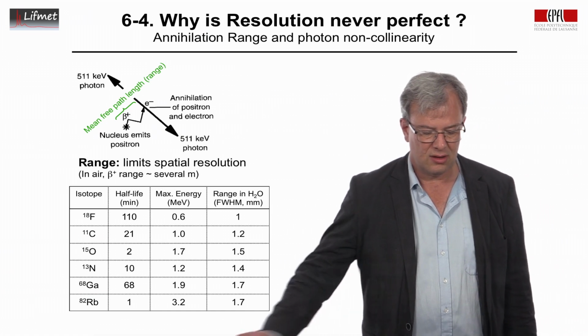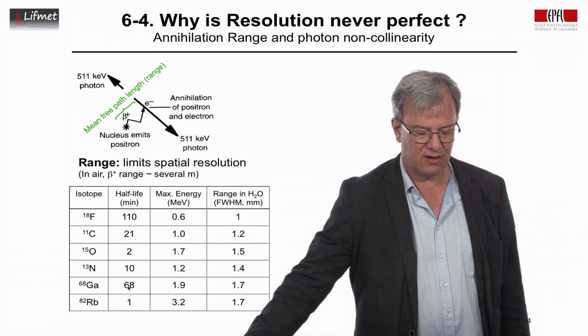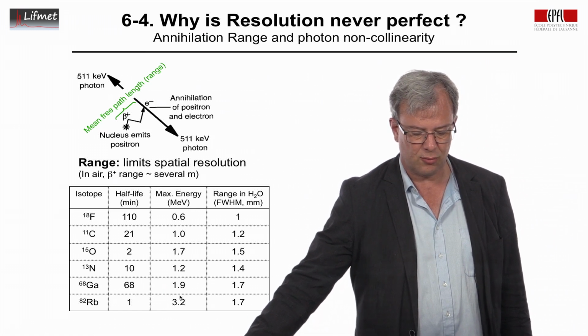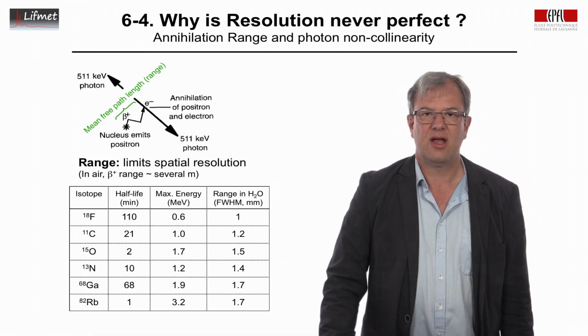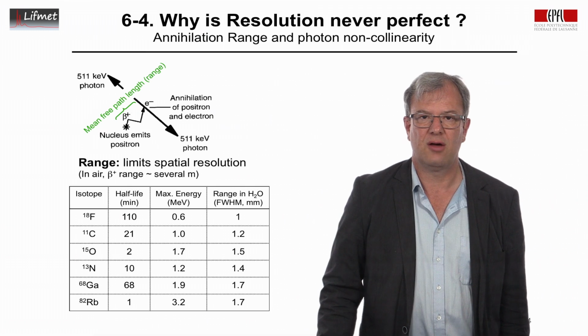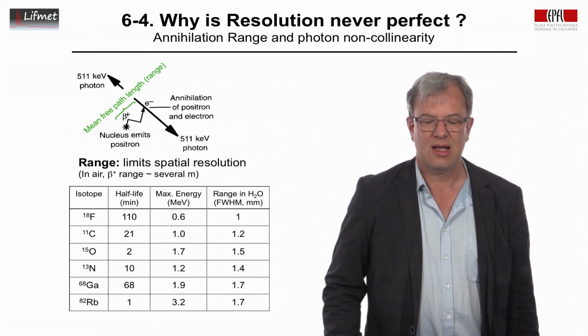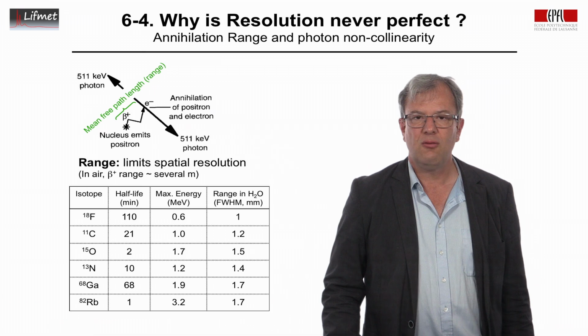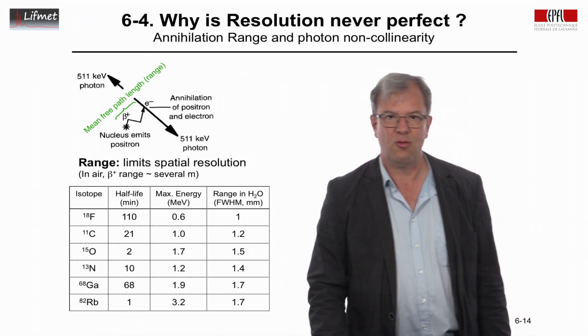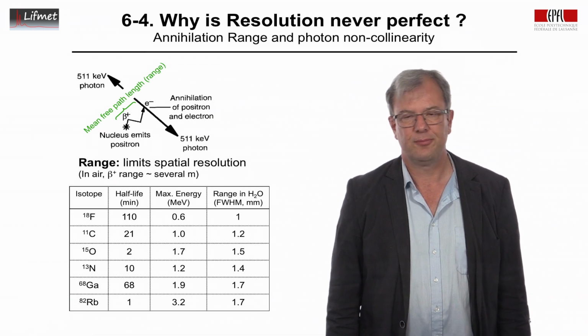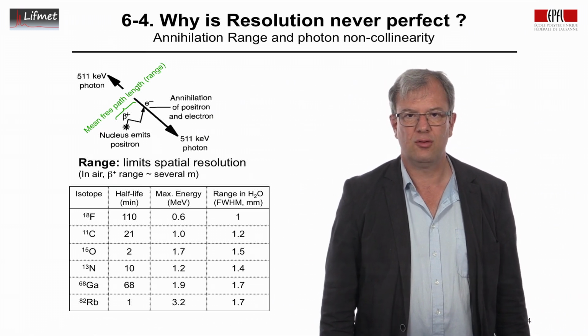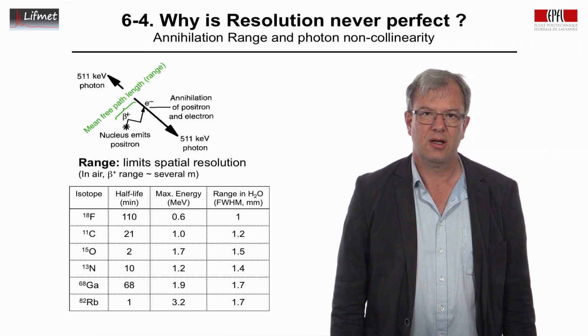Then we have nitrogen-13, 10 minutes half-life, gallium-68, which you can produce in a hospital, 70 minutes, and rubidium of 1 minute. Positron energies between 1.2 and 3 megaelectron volts, and again, the range of the positron in water is around 1.5 millimeters. So these distances, we cannot manipulate them, we cannot improve them. They are there, they are a given, and we have to deal with this imprecision.